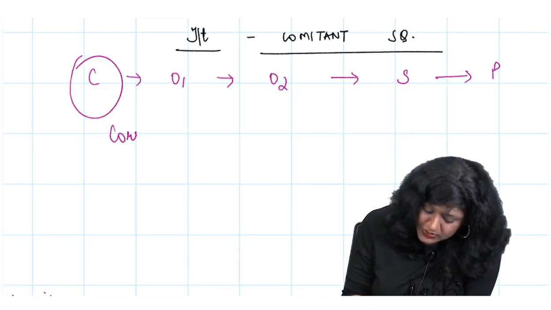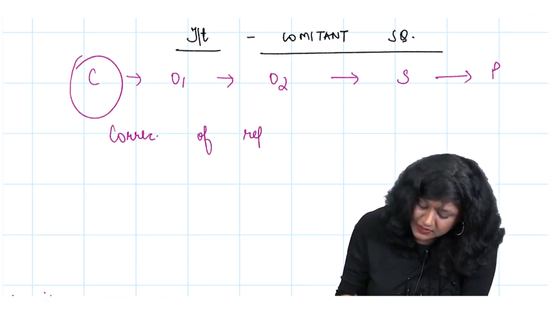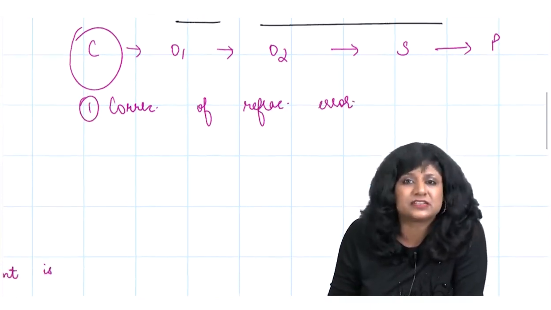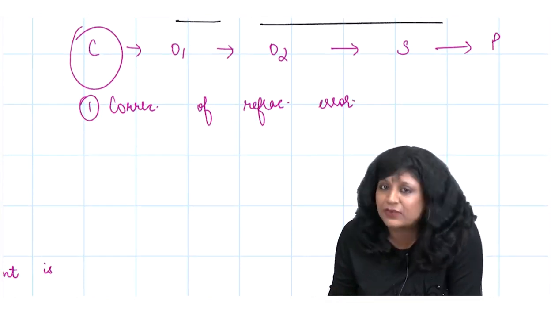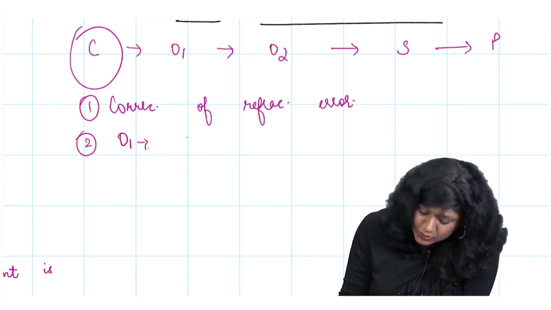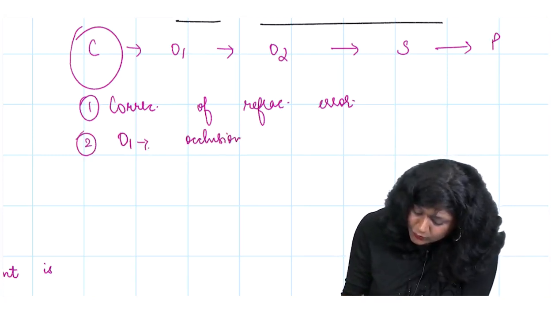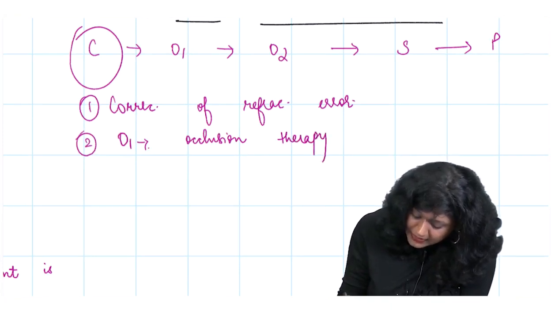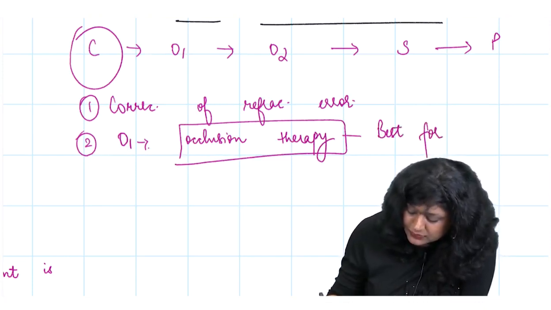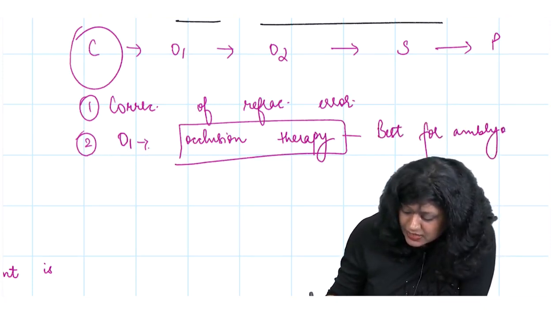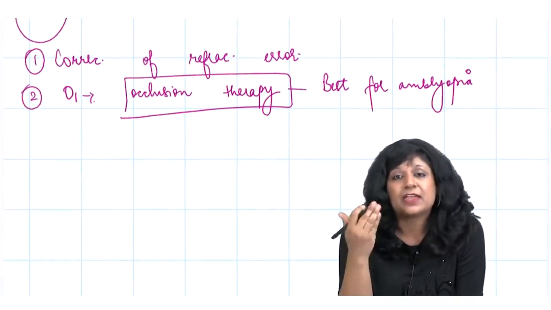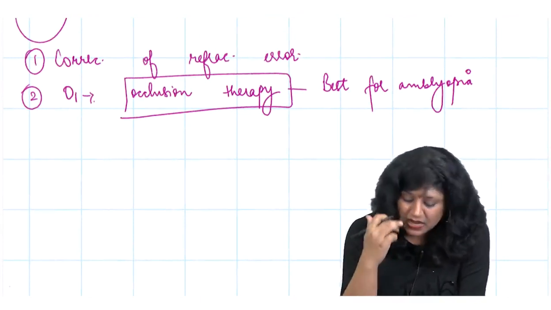So first is C. You have to do the correction of the refractive error. Do the refraction, find if there is any refractive error, and correct it, because most probably the cause of amblyopia is the refractive error. Then number 2, we do the O1. O1 is your occlusion therapy, and this is actually the best for amblyopia. So whenever we have a case of comitant squint, our first and foremost priority is giving the occlusion therapy. I'll talk about it.